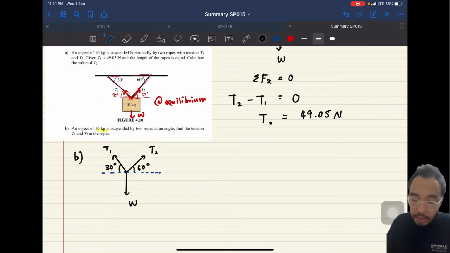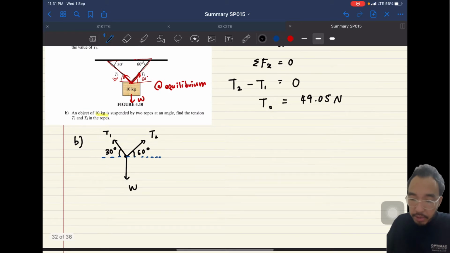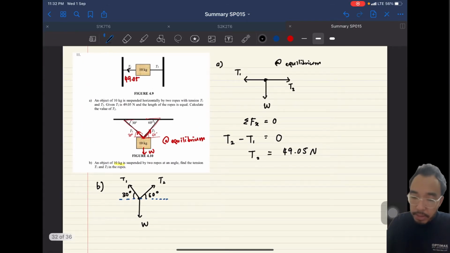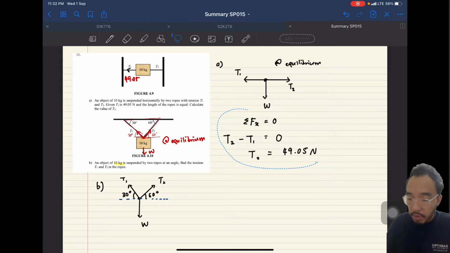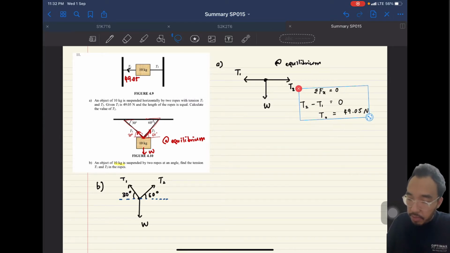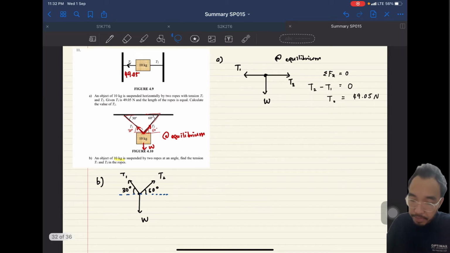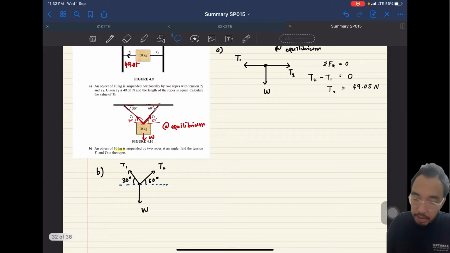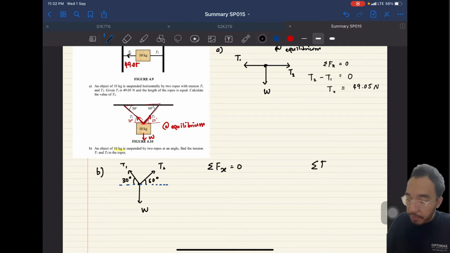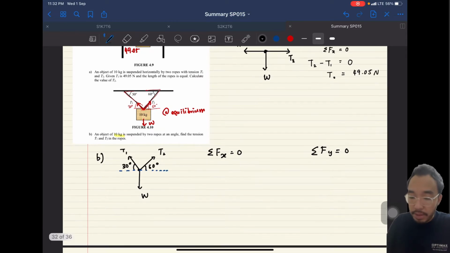Find the tension T1 and T2 in the ropes. I'm going to make this a little bit smaller so that it doesn't interfere with what I'm going to do next. Just put it over there, and I think we can solve it over here. Summation of Fx equals 0 and summation of Fy equals 0, because this is at equilibrium, so both the x and y components equal 0.